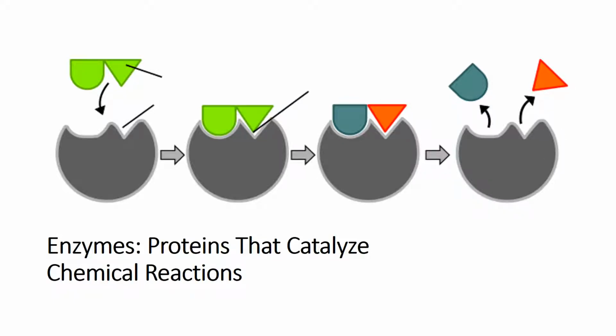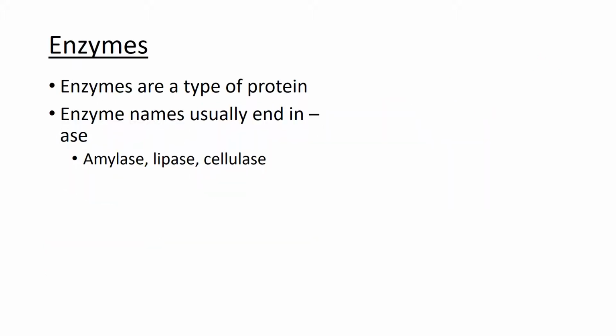This lesson is about enzymes, and enzymes are proteins that catalyze chemical reactions. In this image, the gray represents an enzyme, and the green represents a molecule that binds to the enzyme. And by the end of the chemical reaction, the green molecule has been broken down into two smaller molecules. Enzymes are a type of protein, and enzyme names usually end in ase, the suffix ase. For instance, amylase, lipase, and cellulase are all examples of enzymes.